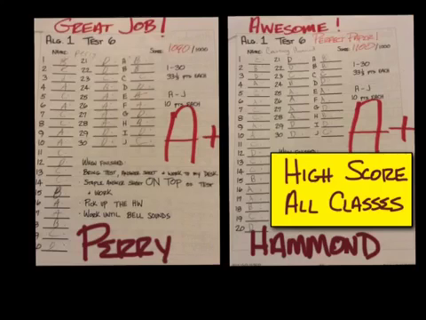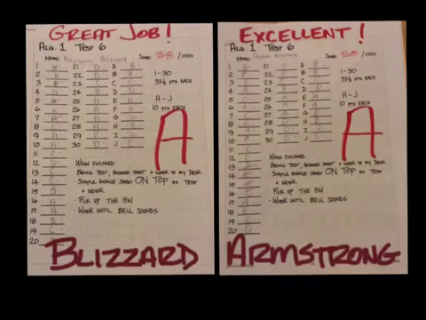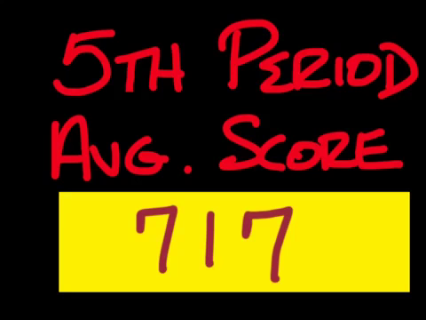Fifth period, Perry and Hammond. Hammond had a perfect paper. She also had a high score for the whole day. Baldridge and Spradlin had A pluses. Blizzard and Armstrong had A's. And the average score was 717 for 5th period.